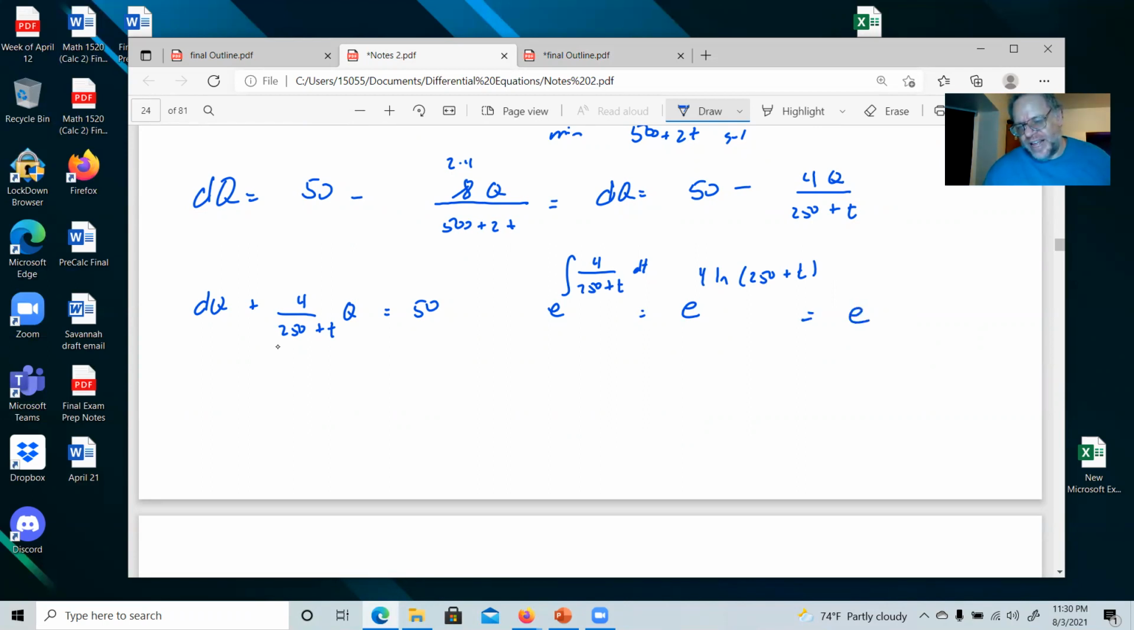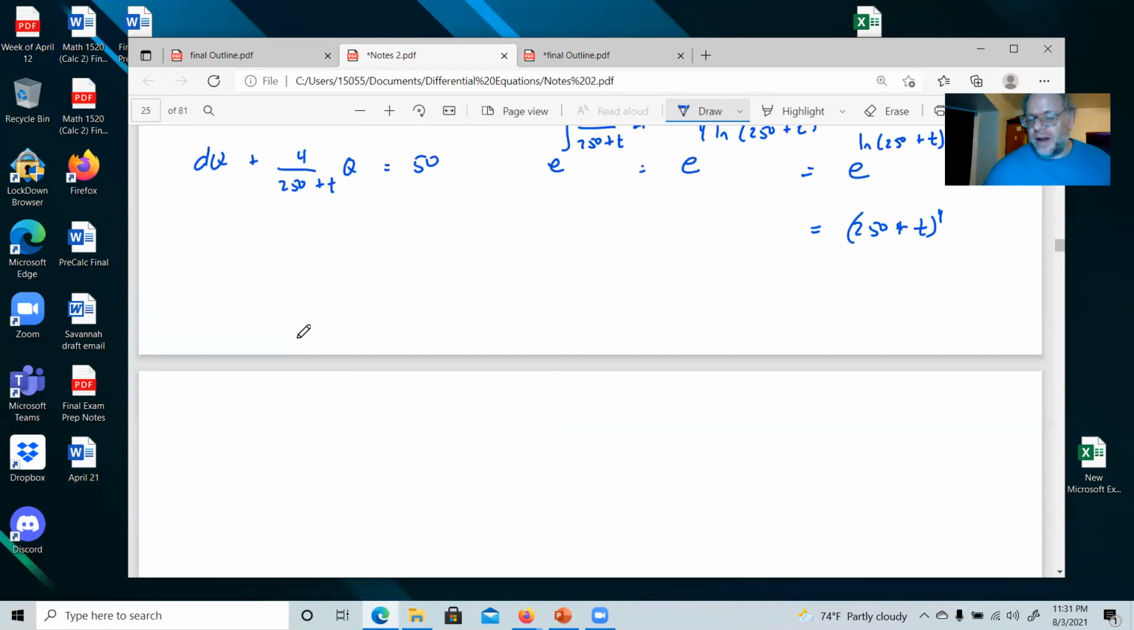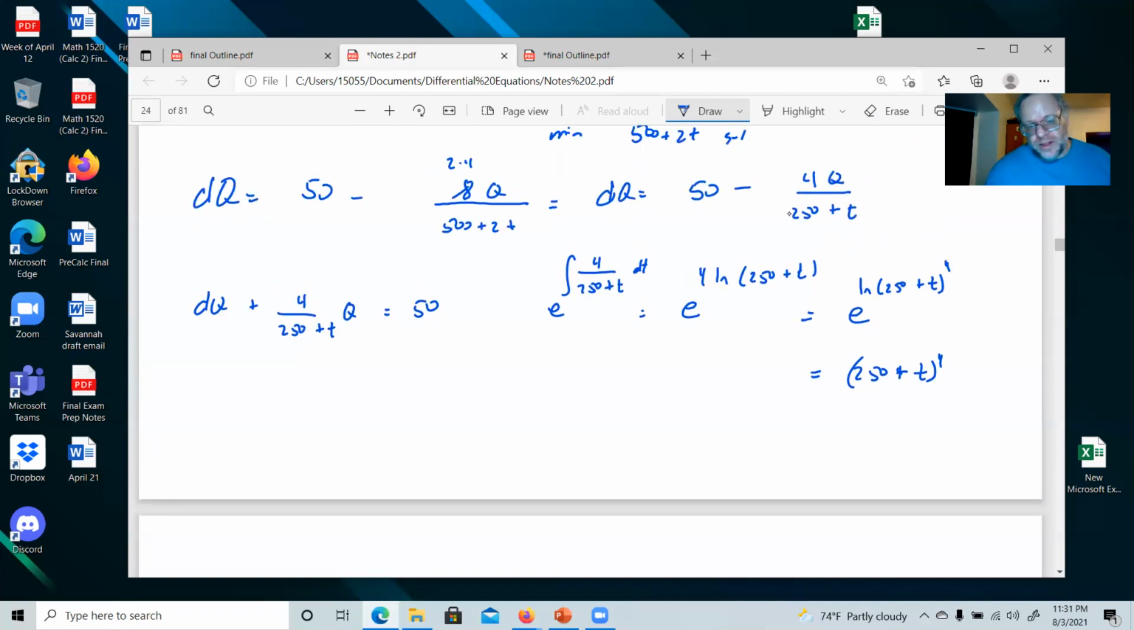This is still e to the ln 250 plus t to the 4th power. Now we can use our logarithm rule. We can go ahead and say our integration factor is 250 plus t raised to the 4th. Great, so let's multiply everybody by this thing. Notice one of these is going to cancel with this guy here, so we're only going to have 3 of them.